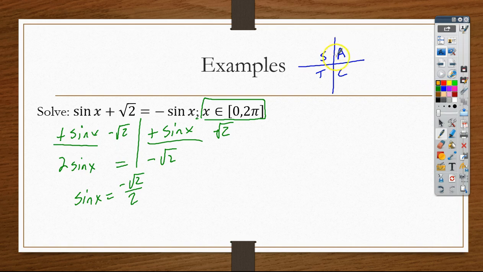So in this quadrant, everything is positive. In this one, sine is positive. So I don't care about those two. So over here is where sine is negative. Okay.